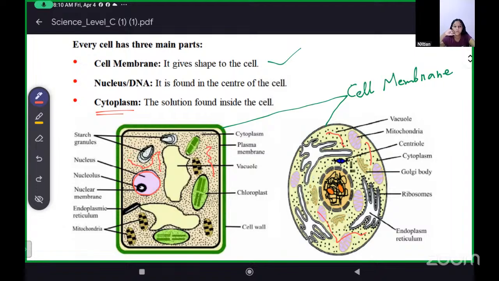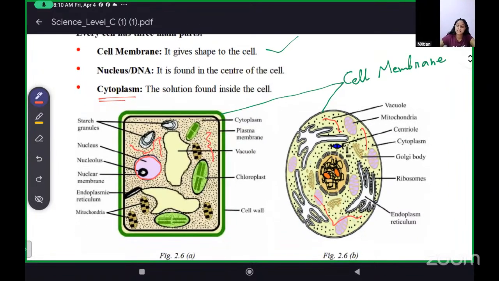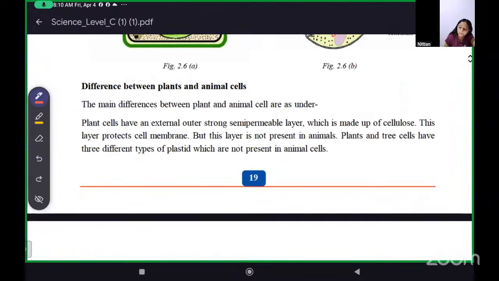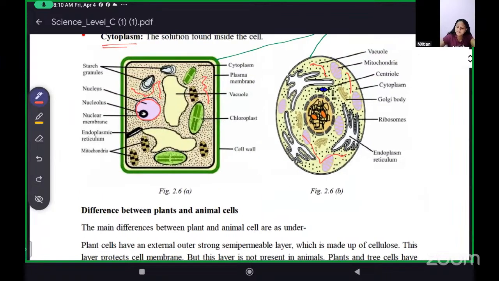Okay, not like long and tall and big. Okay, because unicellular are small. Okay, now cell membrane, nucleus, and cytoplasm are clear parts of the cell, right? Okay. So now in the two figures, they are two types of cells shown.